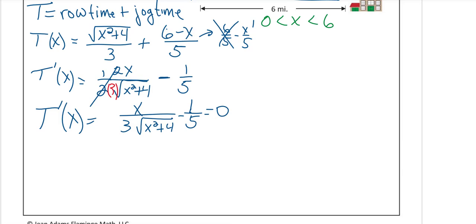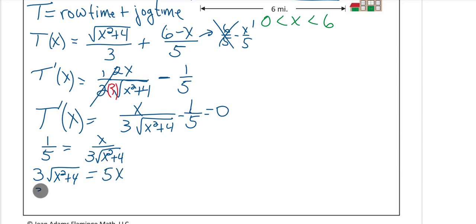So we're going to have 1/5 equals x over 3 times the square root of x squared plus 4. So cross multiplying, we get 3 times the square root of x squared plus 4 equals 5x. Squaring both sides, we're going to get 3x squared plus, oh, I'm sorry, that's going to be 9x squared because I'll be squaring the 3. 9x squared plus 36 equals 25x squared.